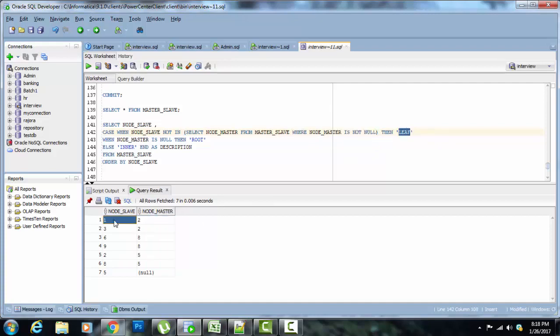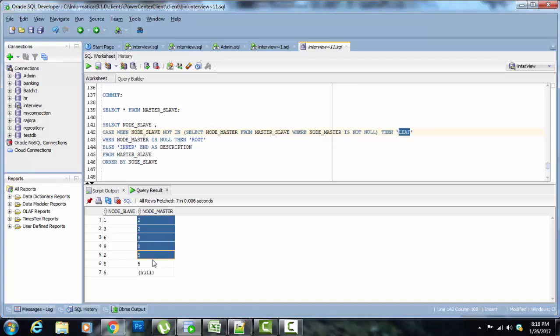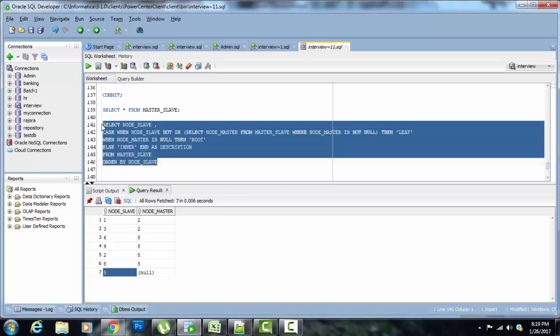For example, 1, 3, 6 and 9 are the leaf nodes. These are not present in this column, so they are treated as leaf. Now let's come to the second case. When the node master is null, then it is obviously the root, and the final else it is inner. If it is not leaf and not root, then obviously it is inner. And as description, let's run this query.